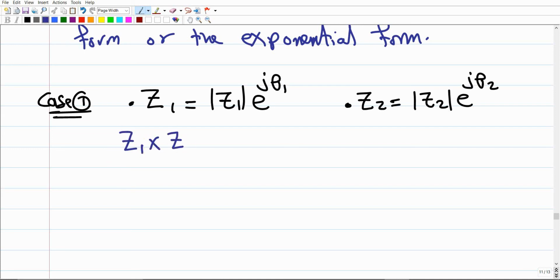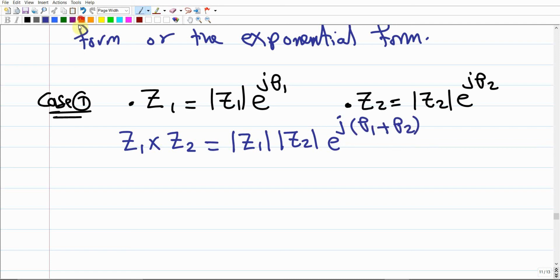The multiplication of z1 cross z2, this cross is not a cross vector. We just consider this like a scalar multiplication, but it should be like vector multiplication in fact. But anyway, your objective is just to multiply the magnitudes. The magnitude of z1 will be multiplied times the magnitude of z2. Then you're just going to add the angles. This gives us the exponential of j to the power of θ1 plus θ2.